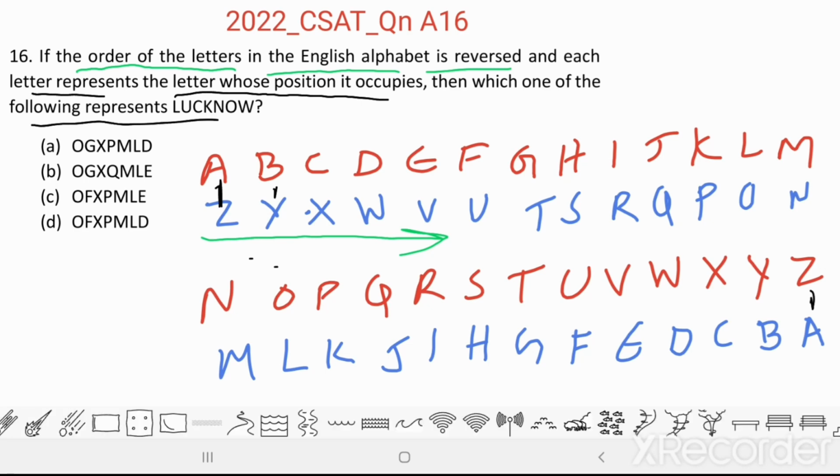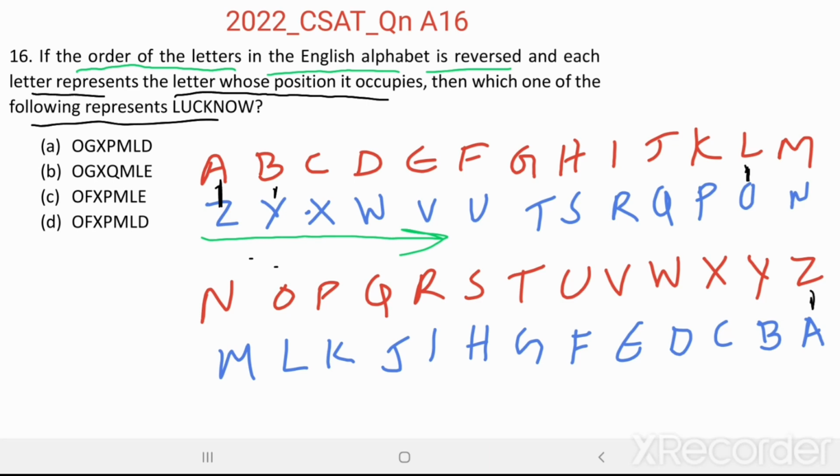Then which one of the following represents Lucknow? So L is replaced by O. So all the options are starting with O. Then U is replaced by F. So we can eliminate option A and B. Then here you can see the next 4 letters are similar in both C and D. Then W is replaced by D. Therefore, option D is the right answer.